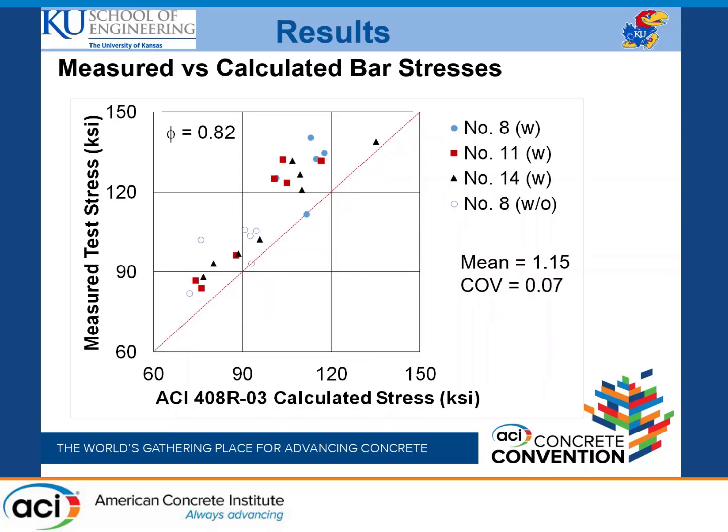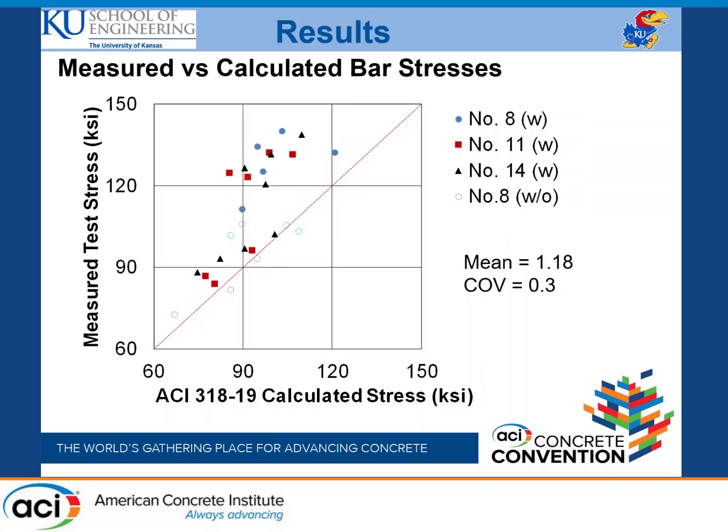And this is a similar comparison, but this is with the design provision of ACI 408. Here we are using the strength reduction factor phi of 0.82 as recommended in ACI 408. And the mean is 1.15 and the coefficient of variation is the same, 0.07. And we can see almost all data on the upper side of the red line, which means this is quite safe to calculate the development length.